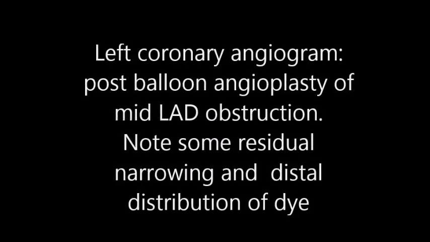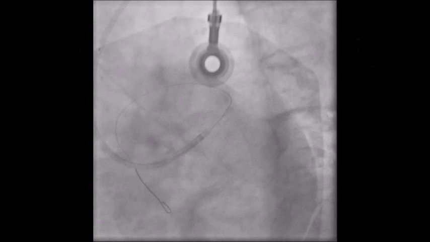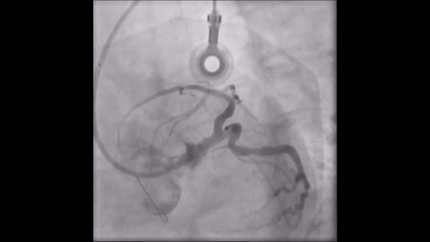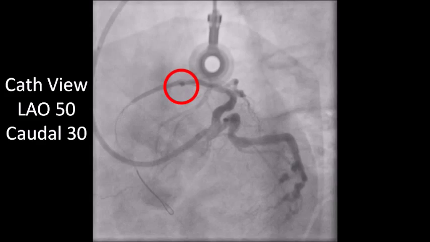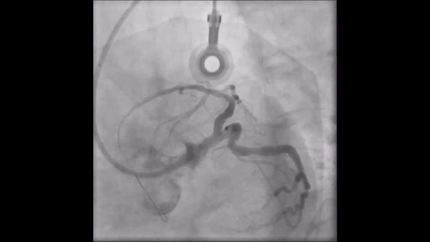And then another coronary angiogram was done showing the obstruction being resolved. Some narrowing persisted though. You can see dye passed through the obstruction. Red circle shows where there was 100% occlusion before.